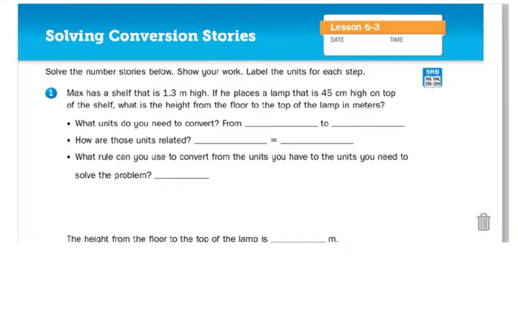Let's move on to journal. Let's see, what page are we on? We won't be able to do all of these. Page 202. Solving conversion stories. Solve the number stories below, show your work, and label the units for each step. Max has a shelf that is 1 3/10 meters high. If he places a lamp that is 45 centimeters high on top of the shelf, what is the height from the floor to the top of the lamp in meters?